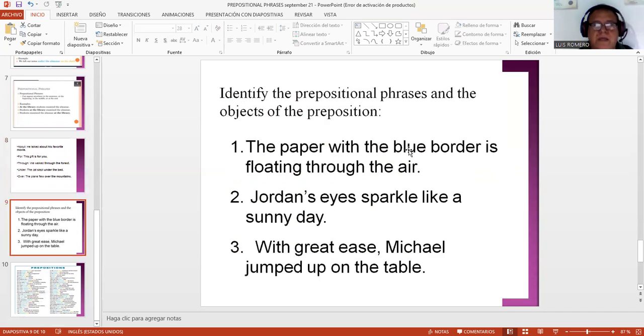Here I have some sentences. Let's work with this one. The paper with a blue border is floating through the air. I'm going to read it again. The paper with the blue border is floating through the air. Please tell me what is the prepositional phrase. There are two, let me tell you.